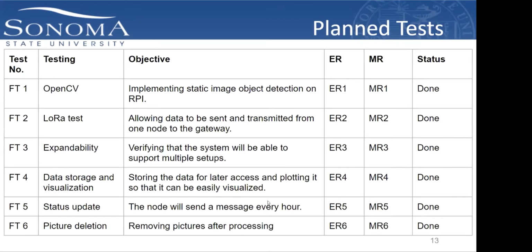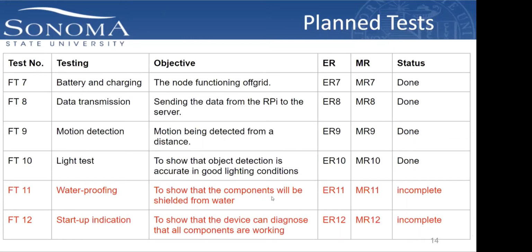And here is a list of our planned tests. These are 6 tests that we were able to complete and get done. But with our other slide of more complete tests, planned tests, we have 2 tests that were incomplete. These were our waterproofing test for creating a waterproof enclosure, putting all the components together in a single case, and our startup indication being a system diagnostic to show that all components of the system are functioning.